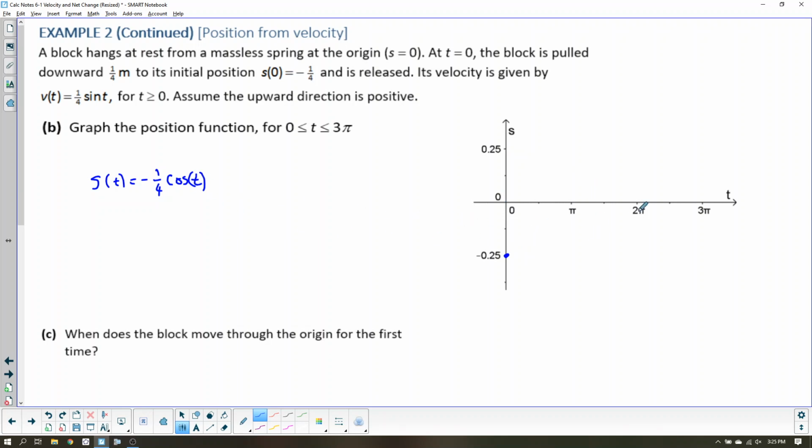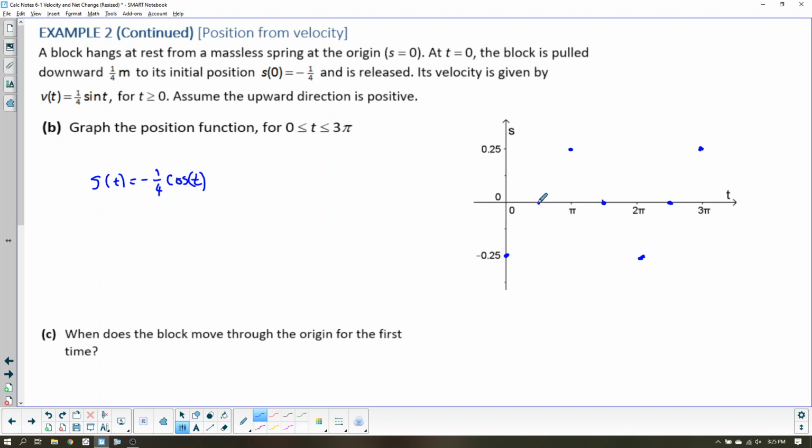Period has not changed, so a full period is 2 pi. I've broken that interval down into 4 pieces, so it's going to just keep oscillating back and forth. And I think it only said, oh, it does say to 3 pi.